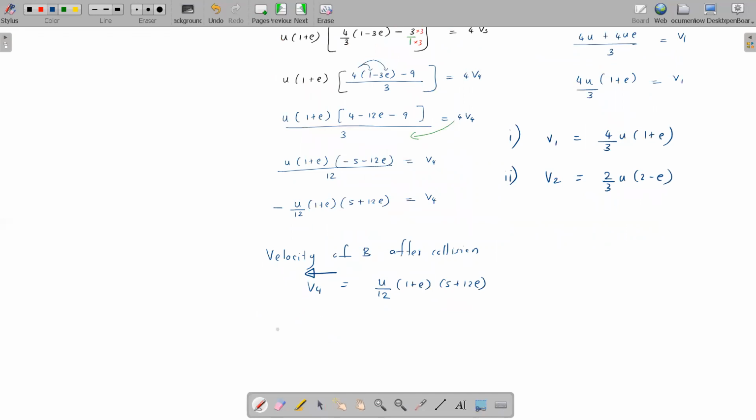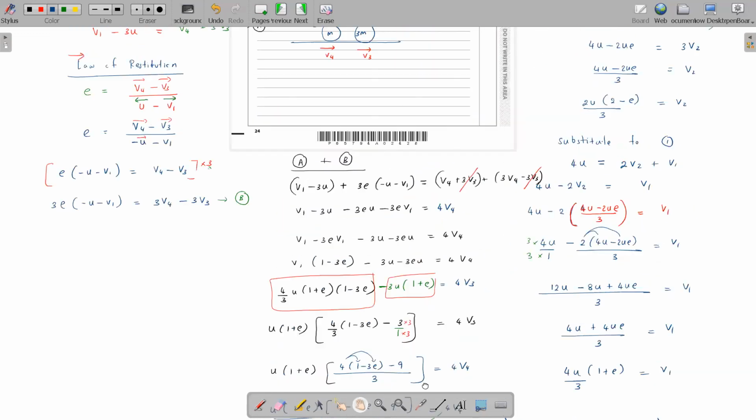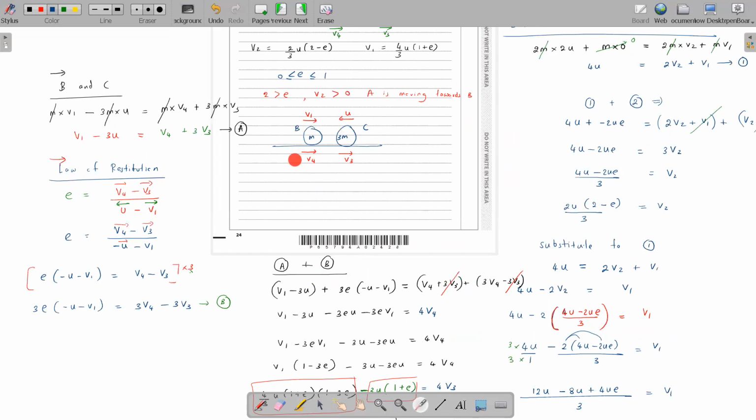Therefore, velocity of B changes, B changes its direction, or you can say B moves in the opposite direction after colliding with C. Sorry, B moves in the opposite direction after colliding with C. So B and C collide, and what happens? v4 is wrong. v4 is backward, so B moves back.